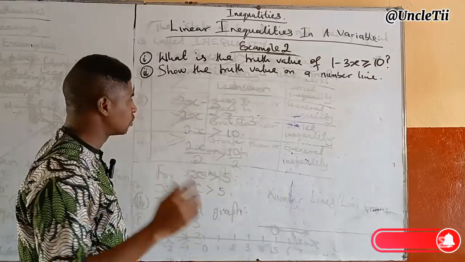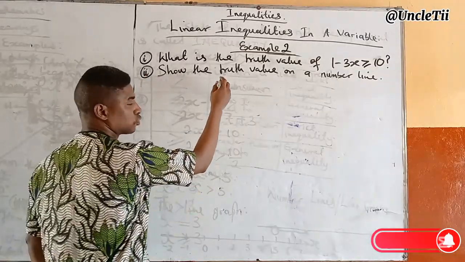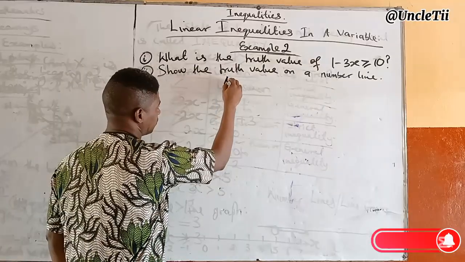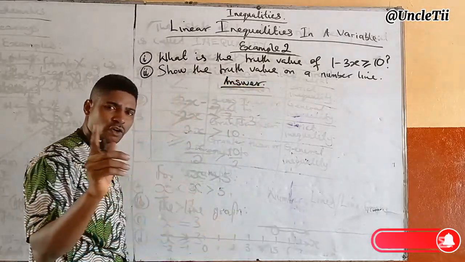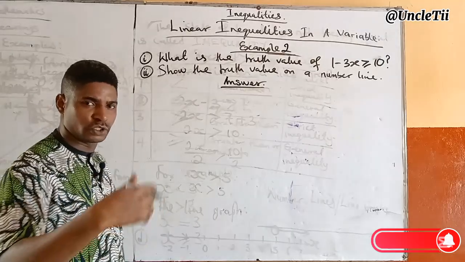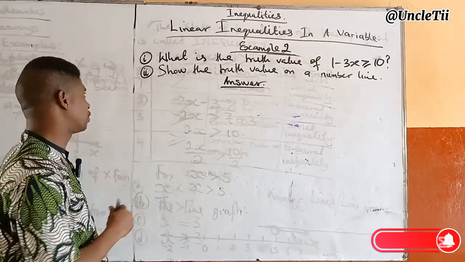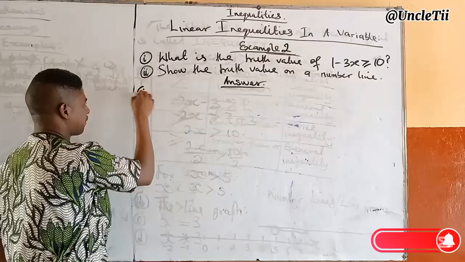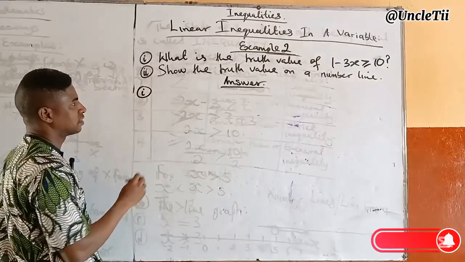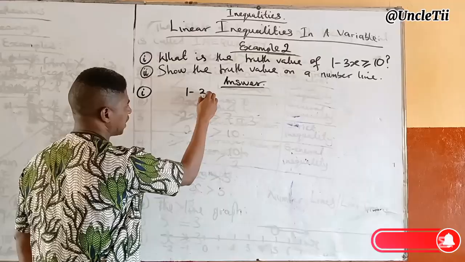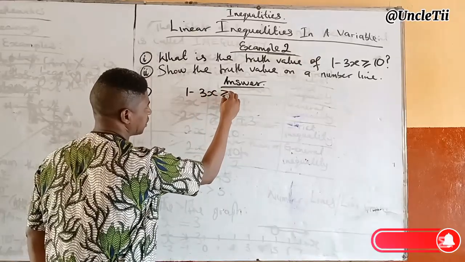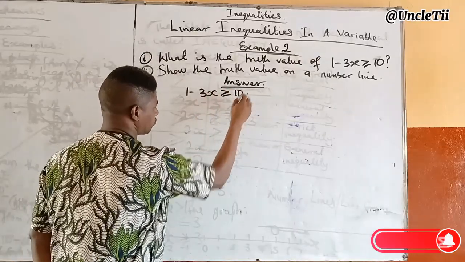We are going to do it in two ways, and I would love you to pay undivided attention, please, so that whichever is more convenient for you is what you will use under exam conditions. Now, I am doing it in two ways. We want to find the truth value of 1 minus 3x greater than or equal to 10.